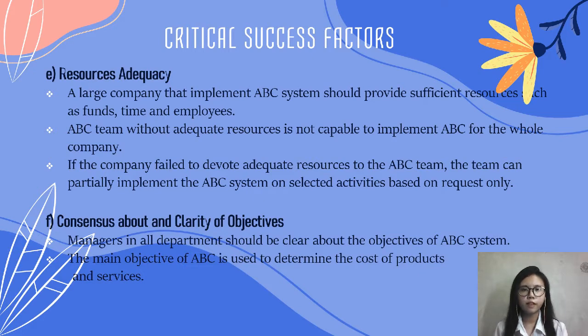The last critical factor that leads to successful implementation of ABC in a telecommunication company is the consensus about and clarity of objective. The managers in all departments should be clear about the objective of the ABC system implemented by their company. As we know, the main objective of ABC is to determine the cost of product and service. Therefore, the managers should at least know the main objective of the ABC system, which is to define the cost of product and service.